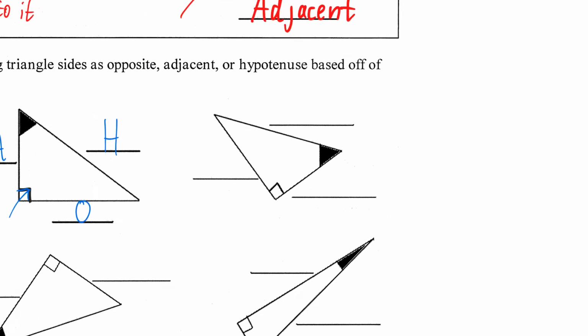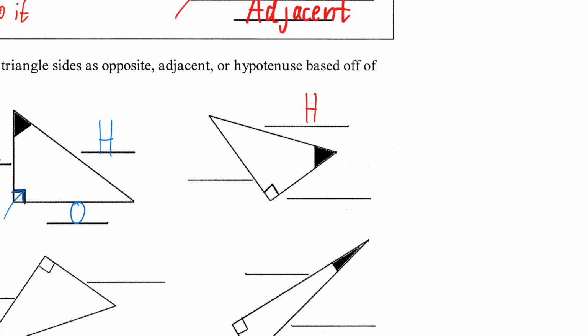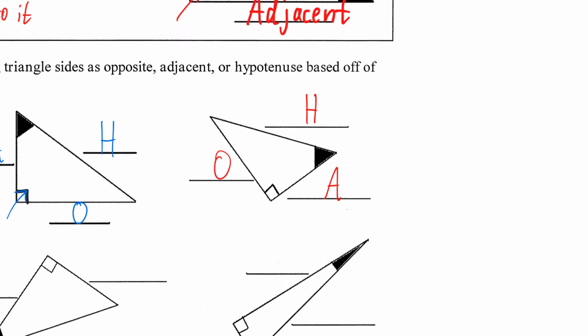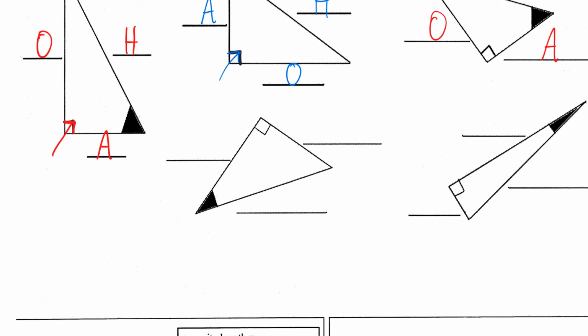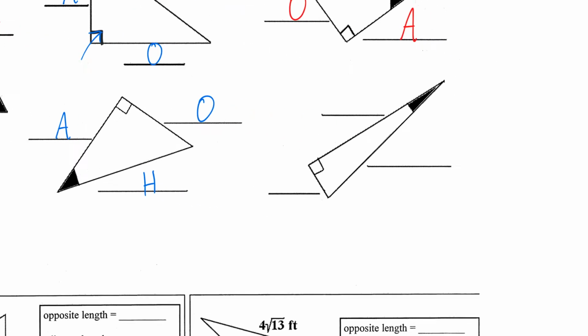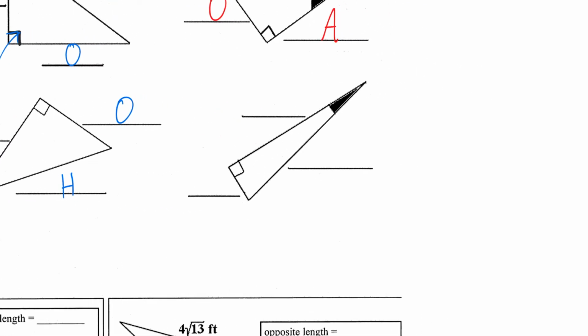So on this one right here, where's the H? The top. Where's the A? Bottom right. And then the opposite's right there. Okay, on this one, where's the H? Bottom. Where's the A? Left. And this has got to be the opposite. And then on this one, which one is the H? The right one. Again, this is like an arrow pointing towards the hypotenuse. The top one is the what? Adjacent. And this one's the opposite.